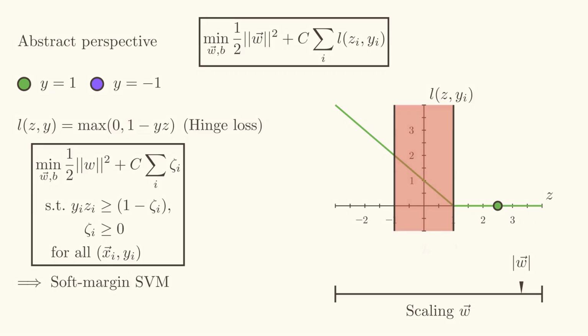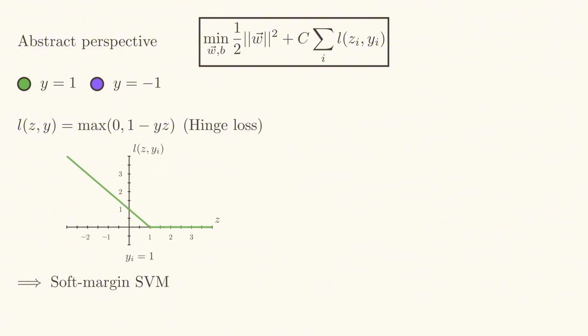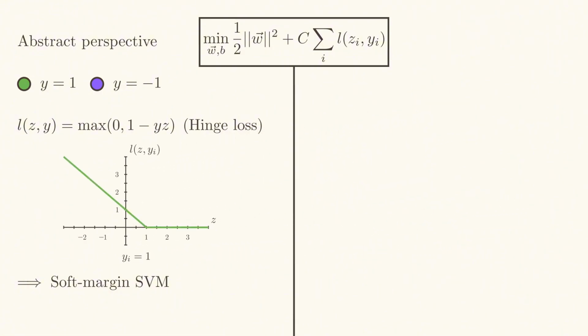Now it's time to look beyond the scope of SVMs, so we can appreciate the true value of the abstract perspective based on empirical risk minimization. For a second example, suppose we use the labels 1 and 0. To write down the second loss function, let's use the sigmoid function first to turn z into a probability. Now we can define the so-called log loss function like so.